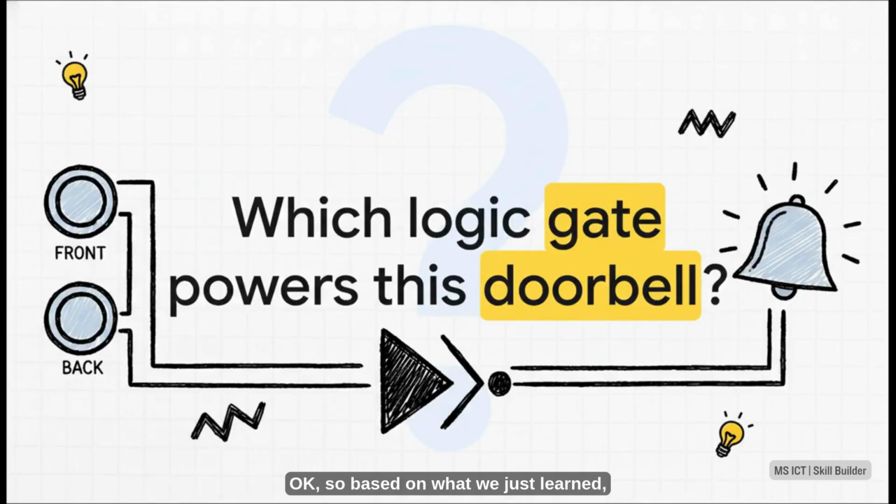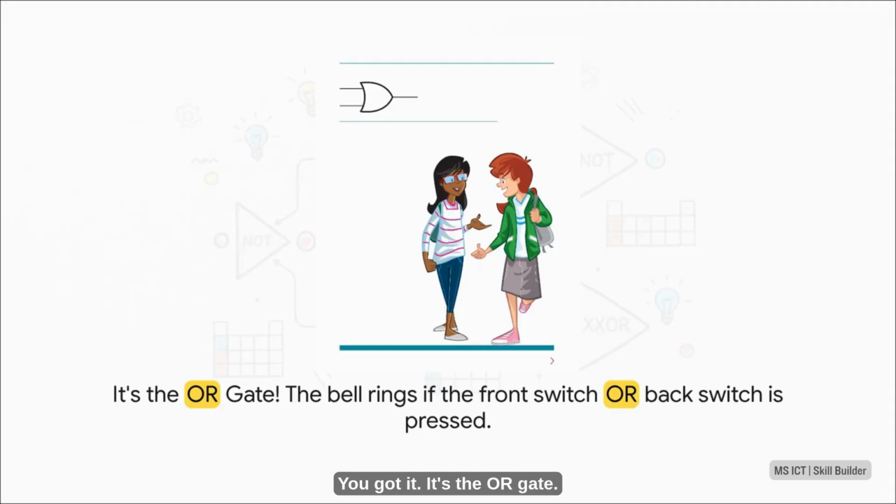Okay, so based on what we just learned, which one of our three gates is running this doorbell? Think about that key phrase. The bell rings if the front switch or the back switch is pressed. You got it. It's the OR gate. If you guessed that, you're absolutely right. It's the perfect logic for this. An input from either switch or both results in an output, which is the bell ringing. See, you're already thinking like a computer engineer.